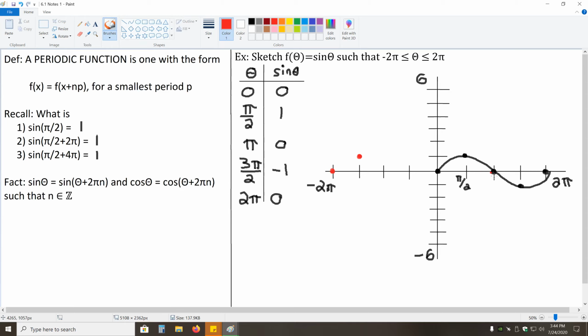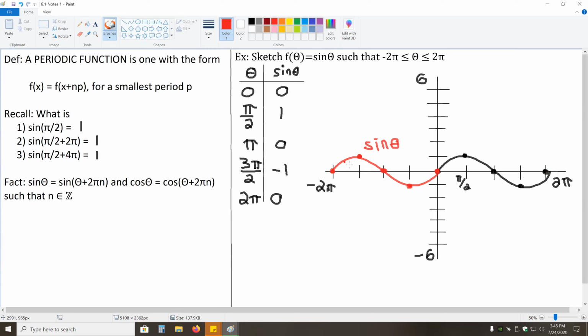This point as well, we'll move 2 pi to the left. This point will do the same thing. And this point will do the same thing as well, getting us right back to where we started. And if we connect the dots with the curve, we now have the entire graph of sine of theta from -2 pi all the way to 2 pi.